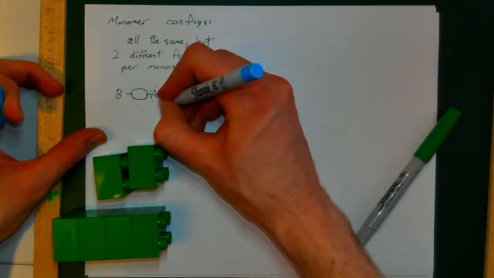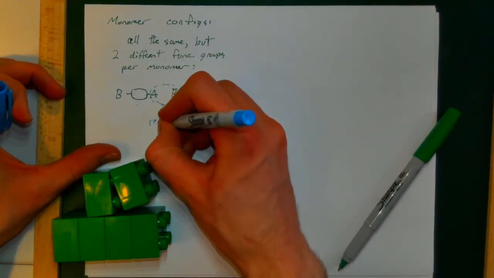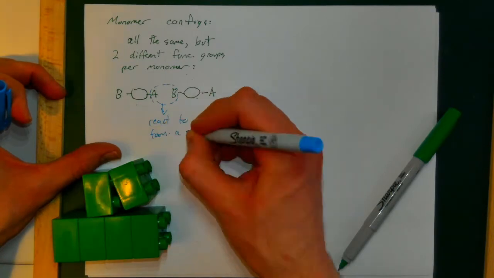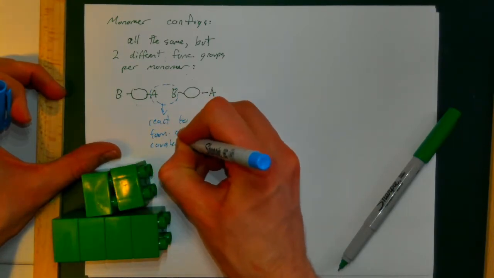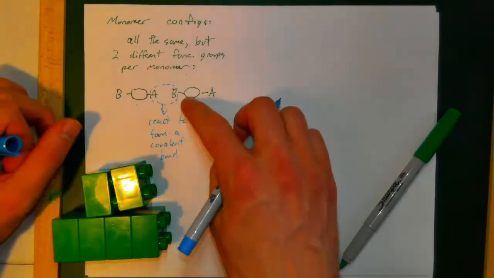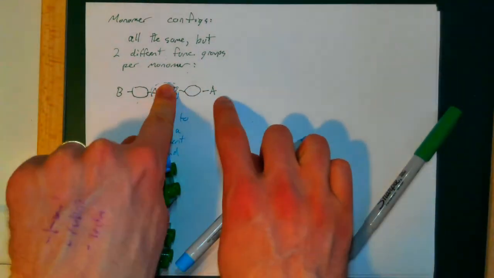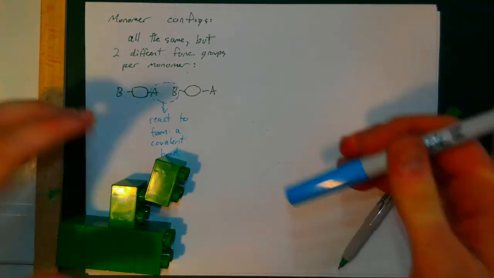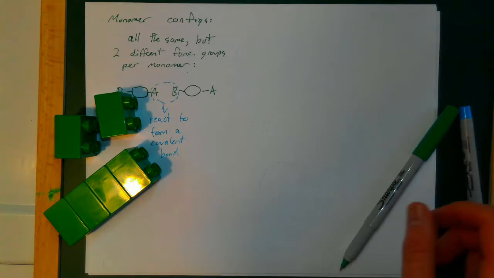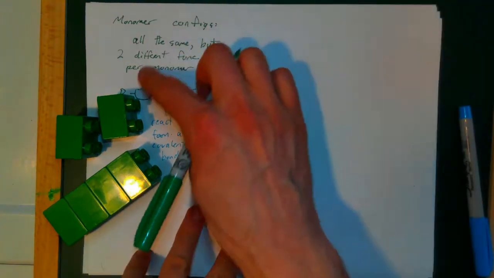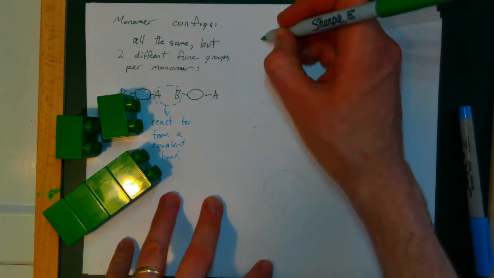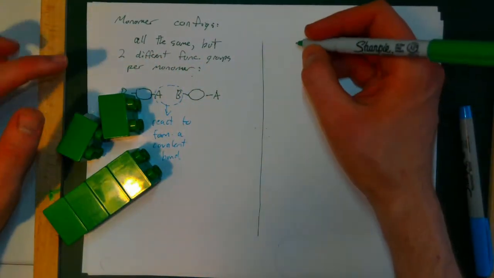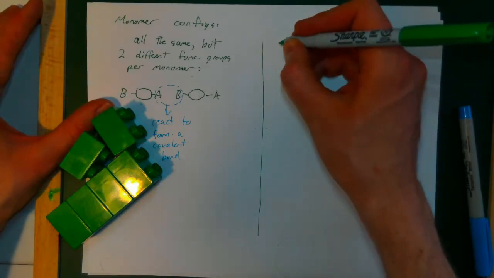These react to form a covalent bond, and then there's another A that could react with another monomer, another B that could react with another monomer, and the cycle continues. The alternative to having them all be the same is if you have difunctional monomers.